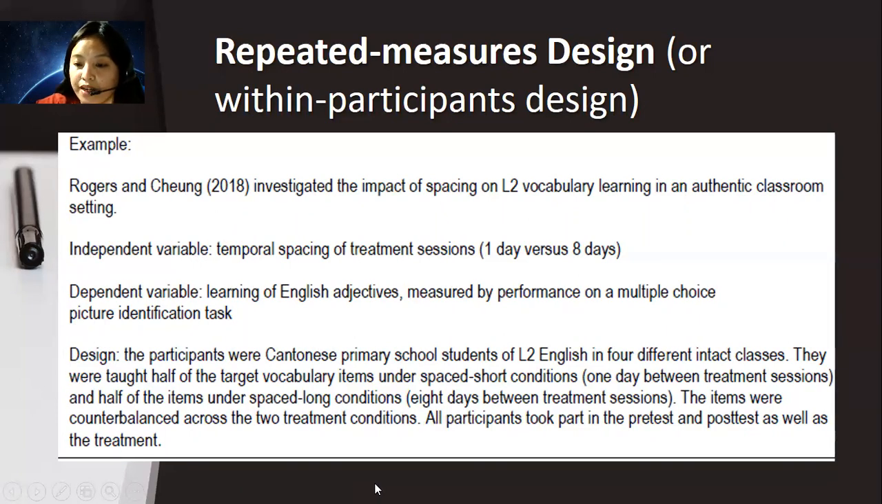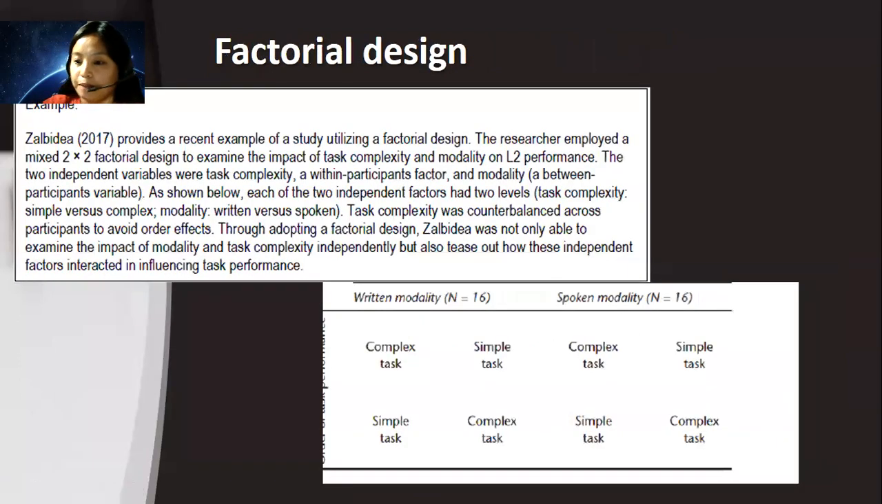The separate effects of the independent variables are described as main effects, and their combined effect is referred to as the interaction effect. In this design, a notation system is used to denote the number of levels associated with each independent variable. So just like this one.